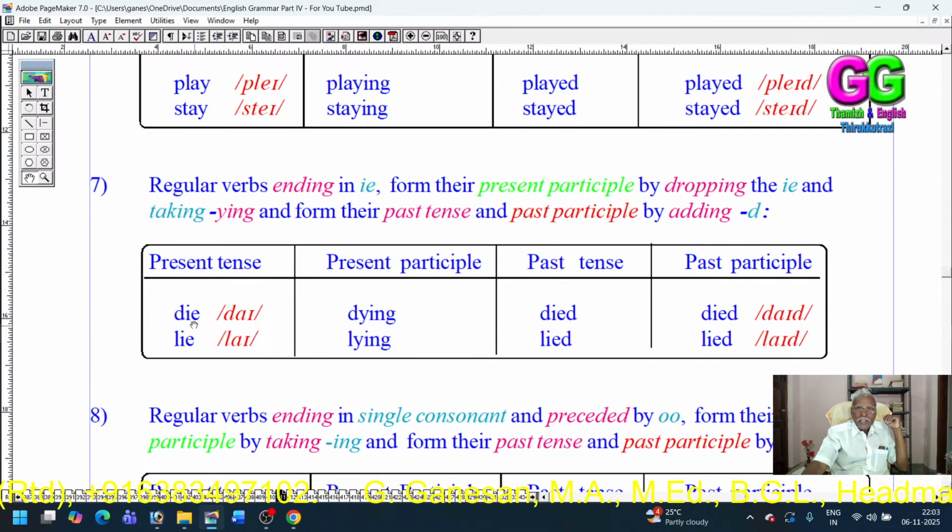Die. The word die ends in IE. The verb lie ends in IE. So it drops its IE and takes ING: dying, lying. And it simply takes a D for the past tense and past participle. Die, dying, died, died. Lie, lying, lied, lied.